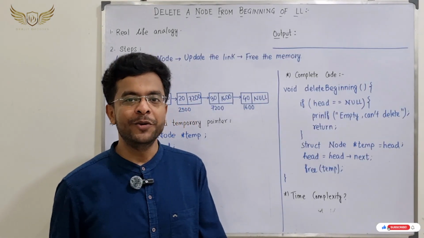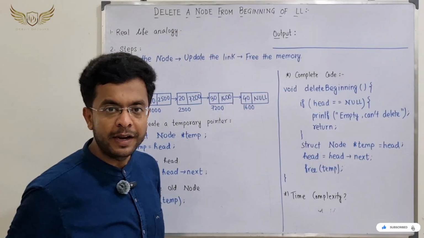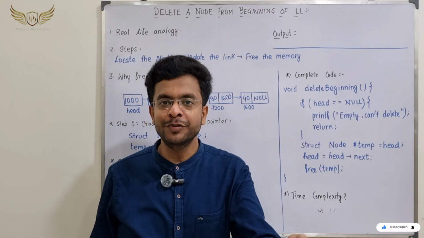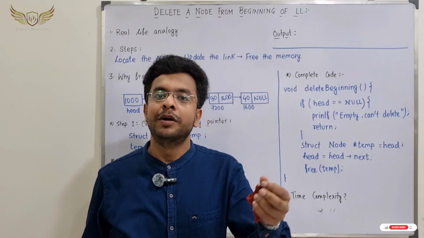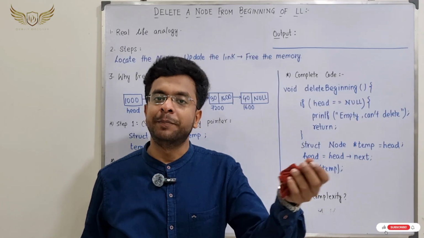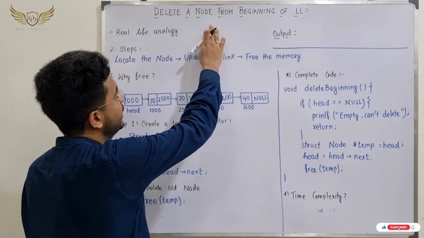So in today's video, we are going to start with the deletion operation in a linked list, right? In the previous three videos, we have seen how to insert a node in a linked list, say at the end, or at the beginning, or at any position, right? So here we'll be starting from deletion.